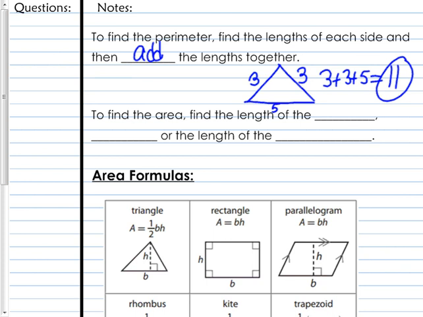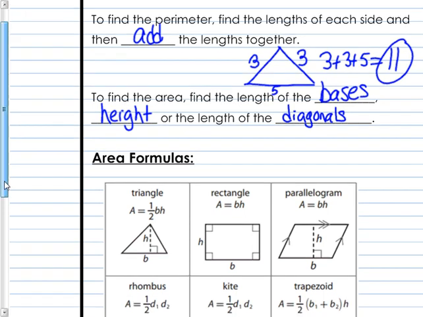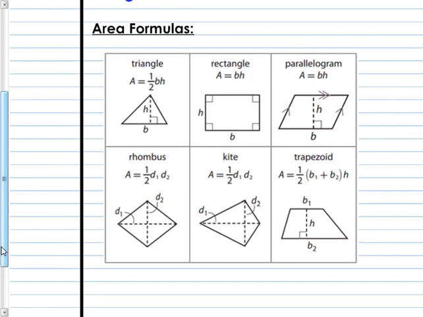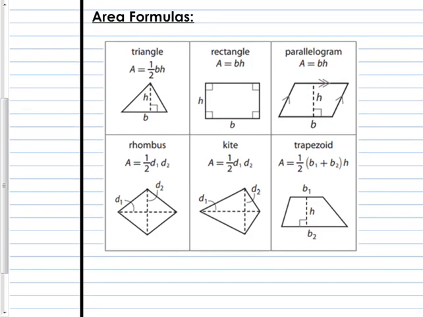To find the area of the shape, you need to find the length of the bases. You often need to know the height, or you need to know the length of the diagonals. So to find the area of a shape, you're going to need to know one of those three things. Okay? Area formulas. These are formulas you should be pretty comfortable with and have seen over and over again. You have to know these. Some of these may be on the FSA reference sheet, but it's possible not all of them will be.